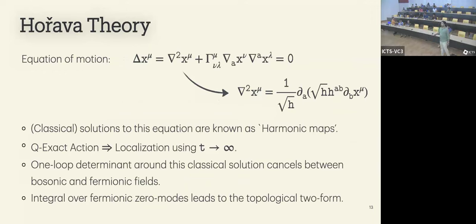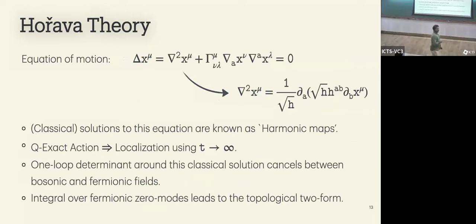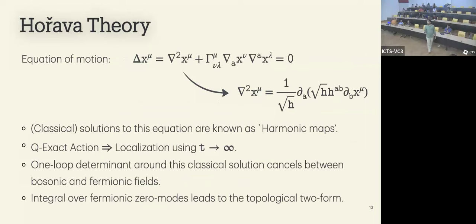The main non-trivial part comes from the integral over the fermionic zero modes. You will have fermionic zero modes, and this gives you the Euler numbers.